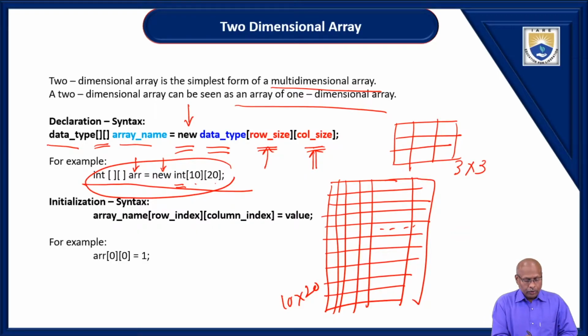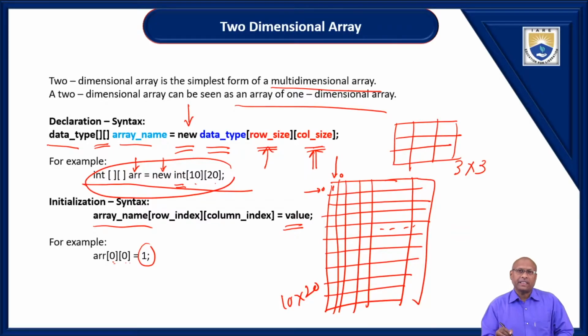So the initialization syntax is this. You can initialize a particular value at a particular place. Example, a[0][0] = 1. That means 0th row, 0th column. Here this is the 0th row and this is the 0th column, and here you can store 1. So you mention the row index and column index to store the data. A particular value can be assigned to a particular place by specifying the two indexes. So this is the way you can deal with a two-dimensional array. This is to help you know the array syntax and how to instantiate.